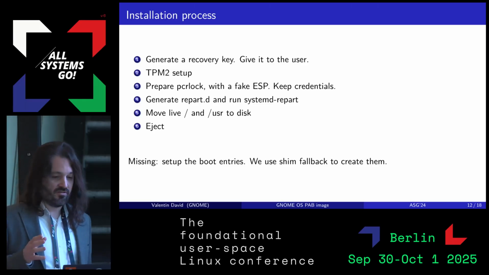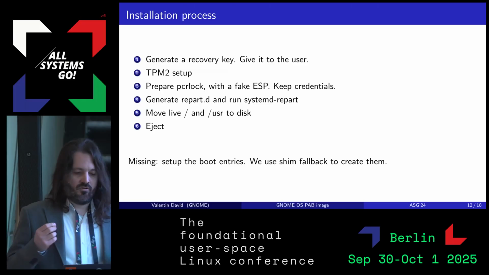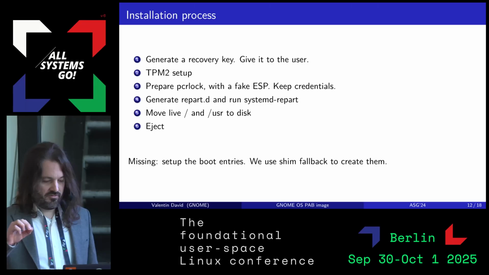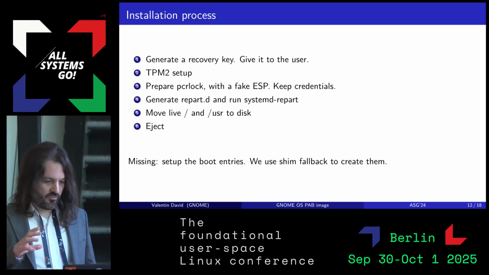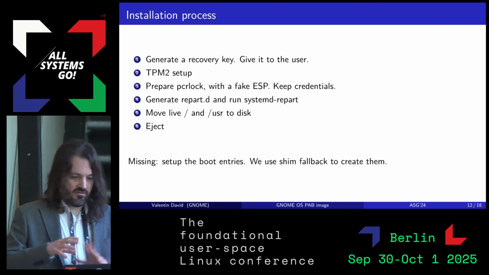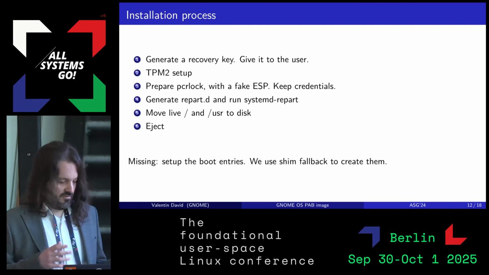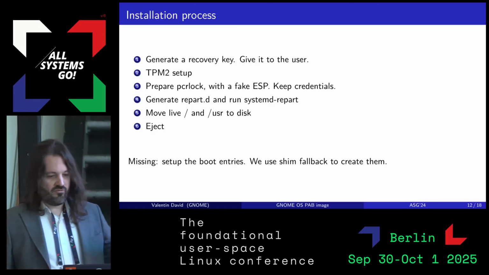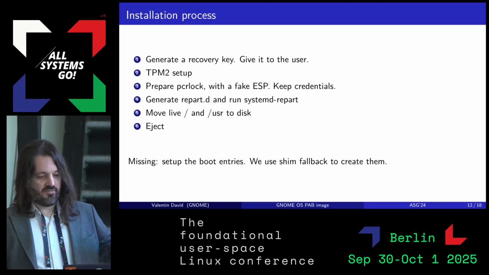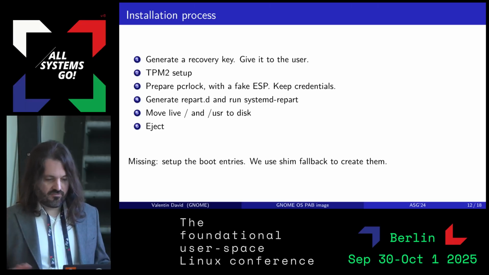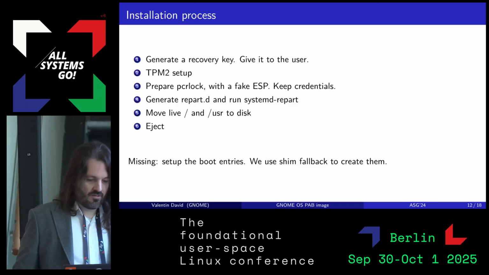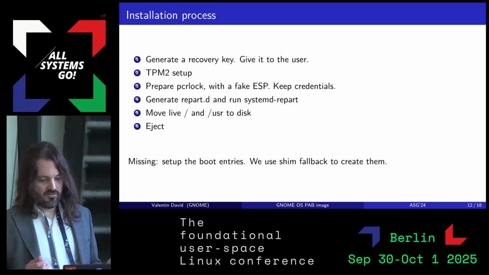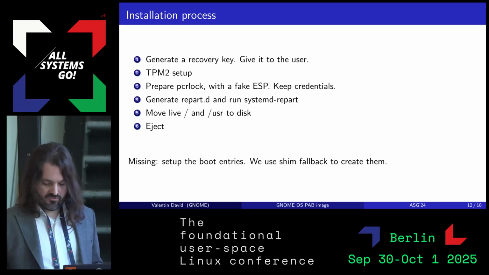There's one thing that is missing: we don't really put the root file system there yet. We ask to encrypt, but we just make it. And then once we have made everything on the disk, we have to move the live file system onto the disk. After that, we can eject if it's a CD-ROM. There is one thing that we are missing in the installation, which is setting the boot entries for UEFI. Now we rely on Shim to do that.